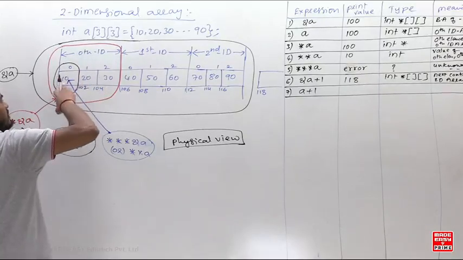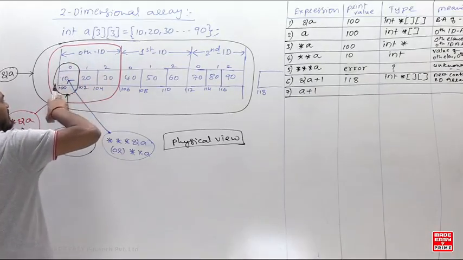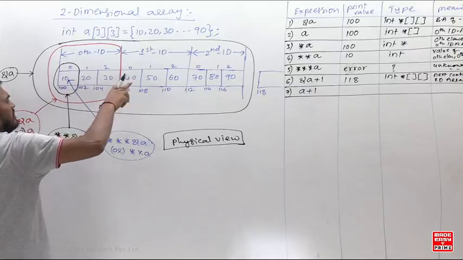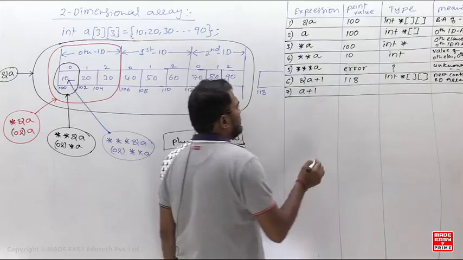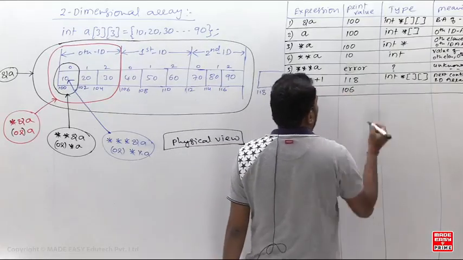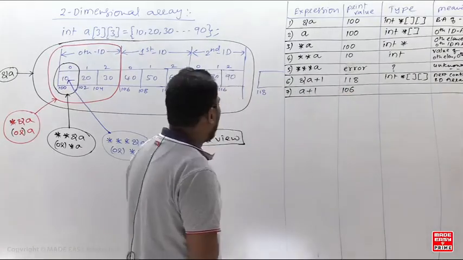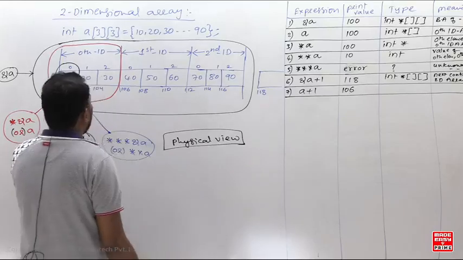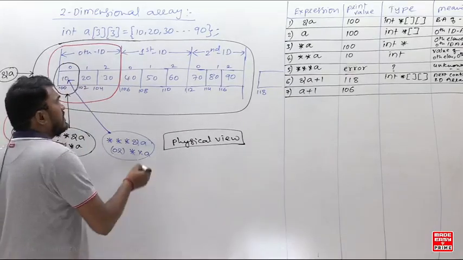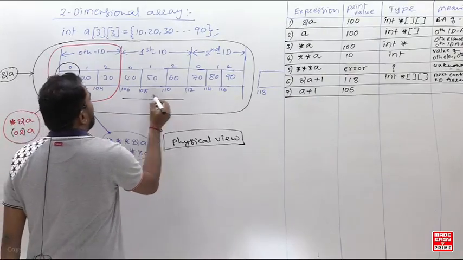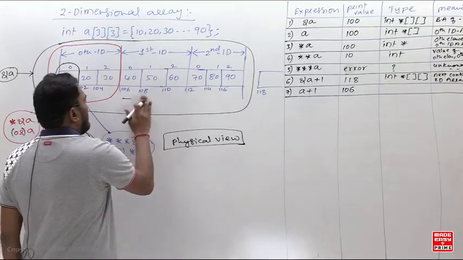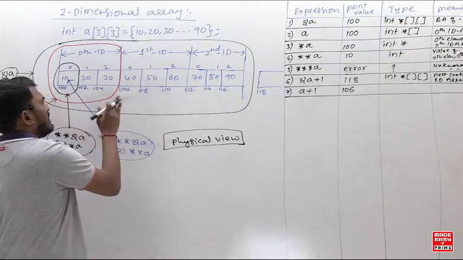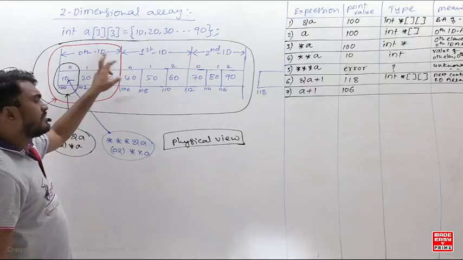6 bytes. 2, 2, 2, 6 bytes. So 100 plus 6 करेंगे तो क्या होगा? 106. So it will jump to 106. But what is that 106? It is pointing to what? Now it is pointing to the first one dimensional array. Listen carefully. A means it was pointing to 0th 1D array.